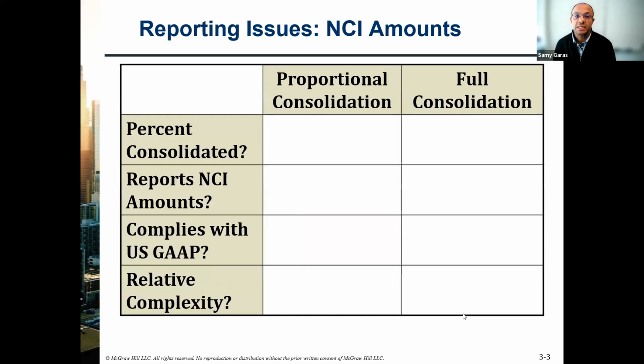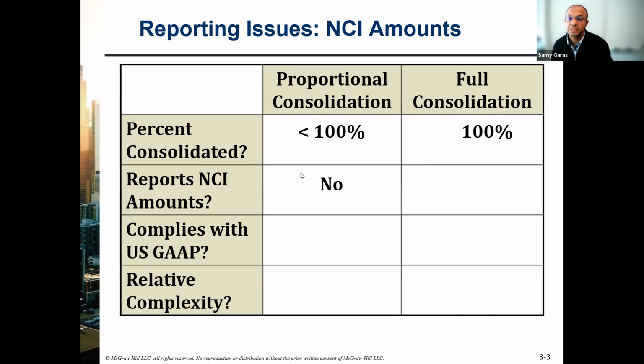So how do we handle non-controlling interest? There are two ways to do it. One we call proportional consolidation, and this is not in compliance with US GAAP, but full consolidation is the one which is required. So here the percentage of consolidation is less than 100%, but full consolidation is 100%. It means we consolidate the income statement, the retained earnings, and the balance sheet.